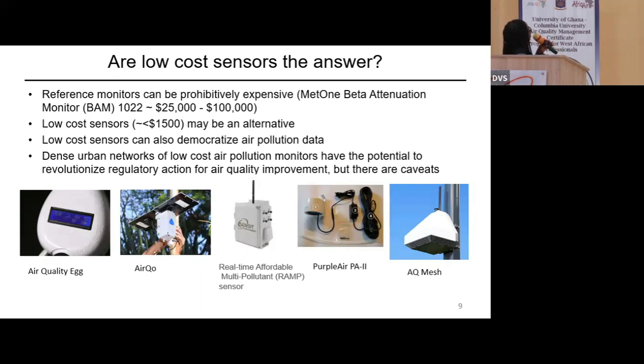Dense urban networks of low-cost air pollution monitors have been used for some actions improving air quality in different places. I have used these ones. I've used the Air Quality Egg, and I will show you some work we've done with it. The Air Quality Egg, and then Airco, and then this is RAMP, and then Purple Air, and an AQ Mesh. Next slide.